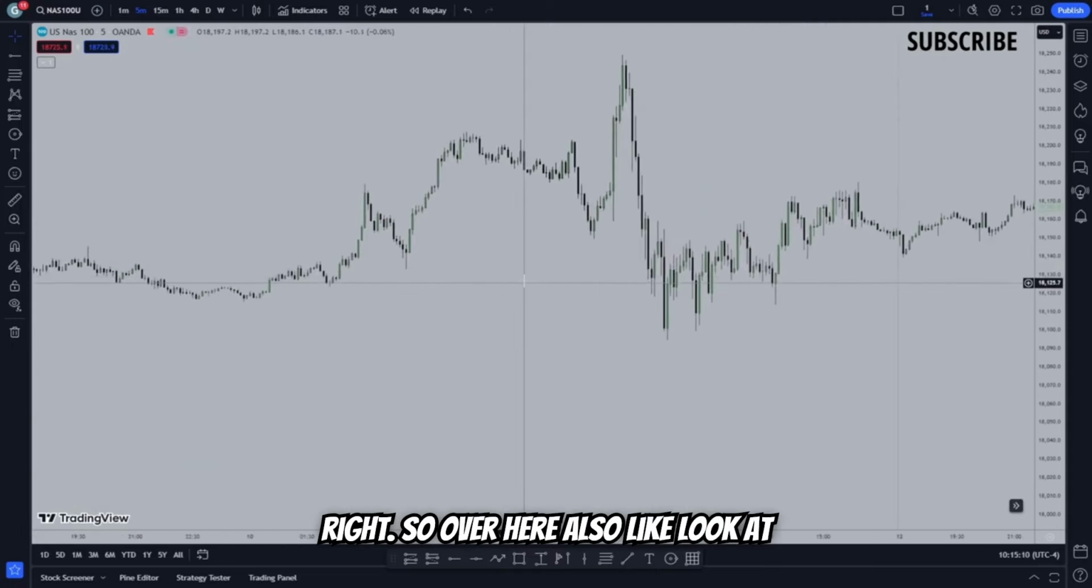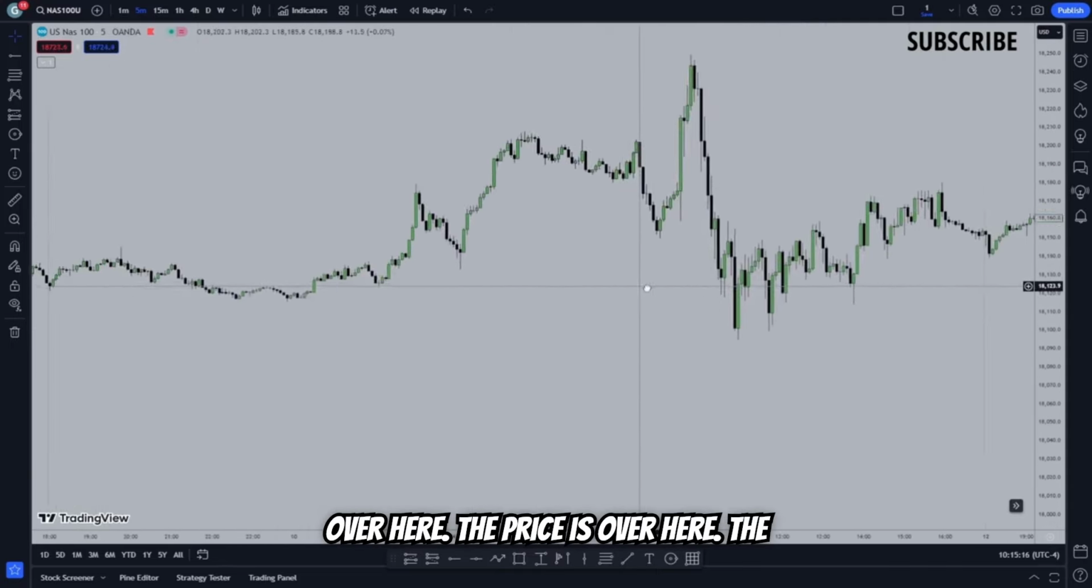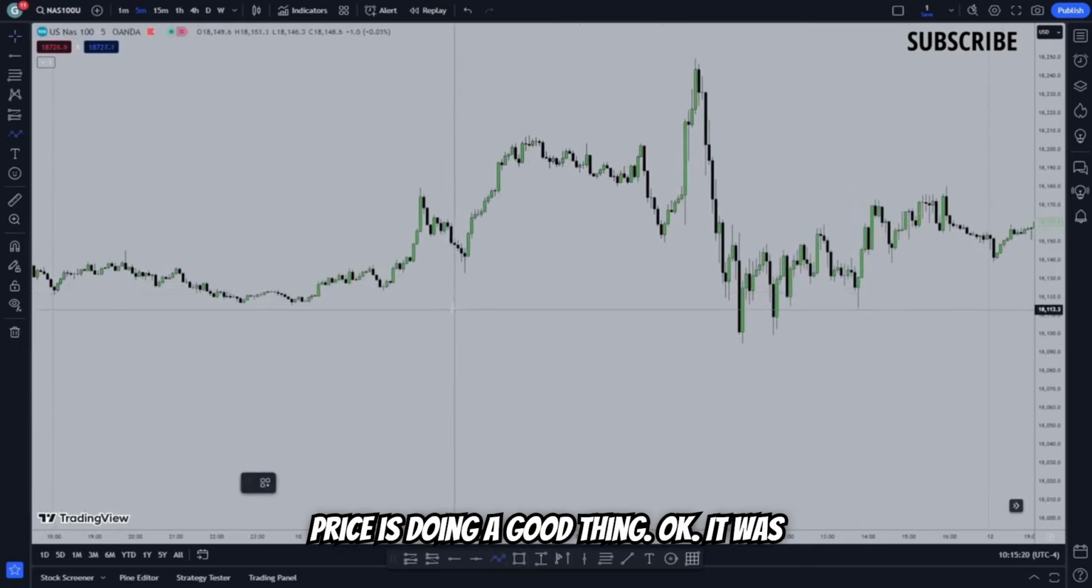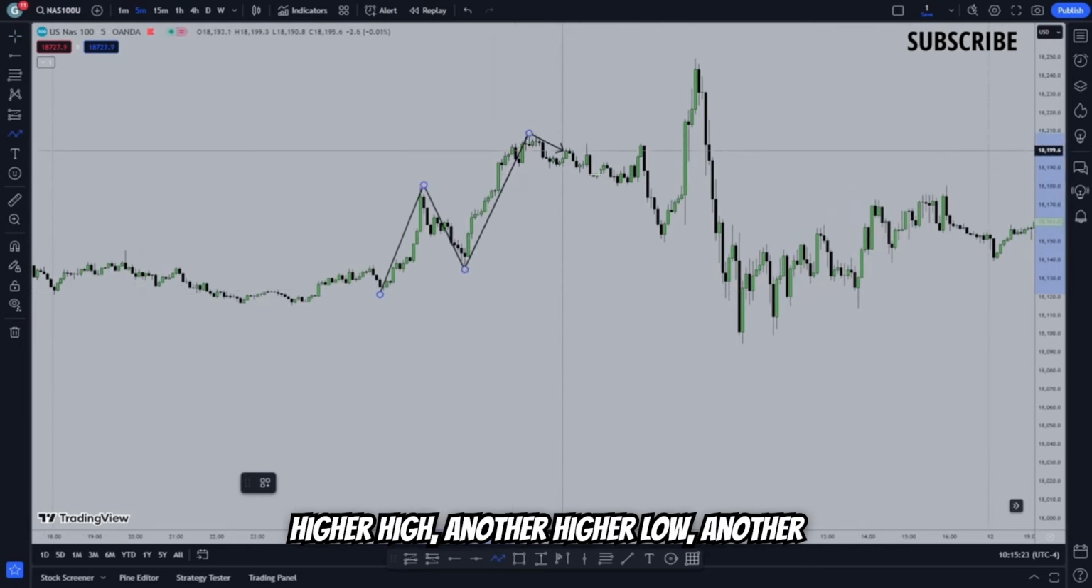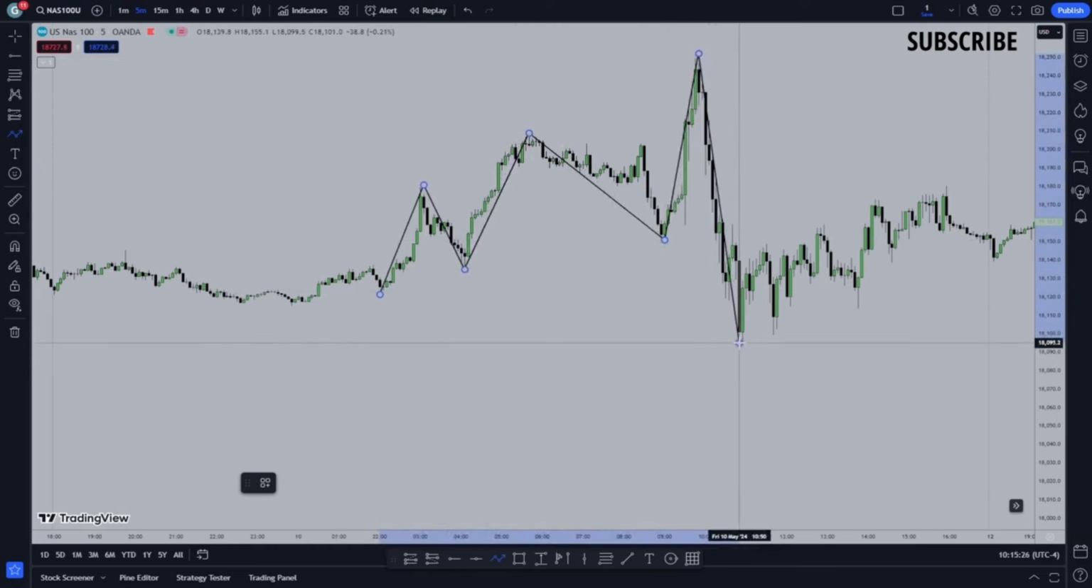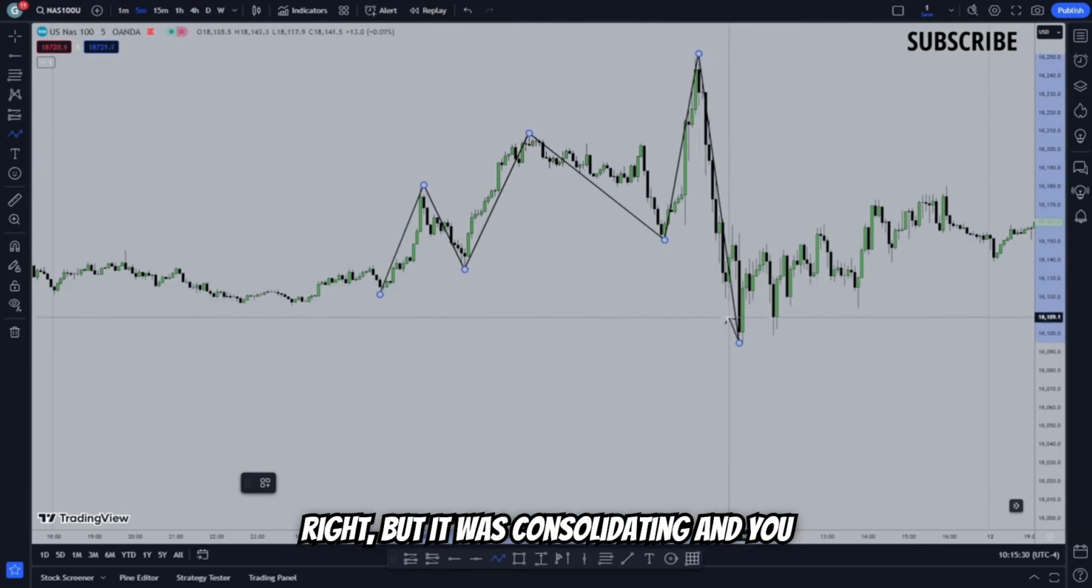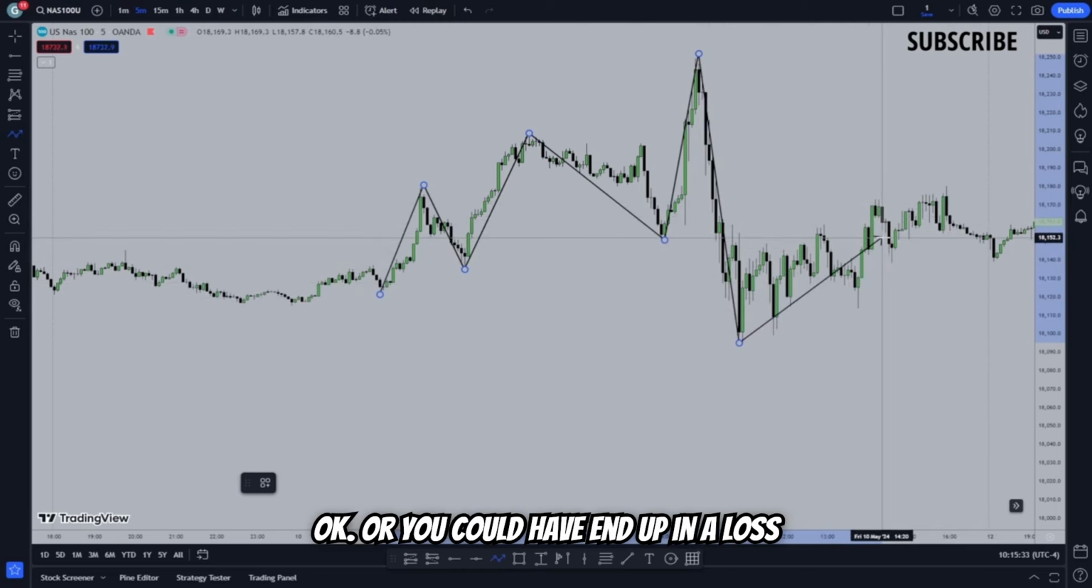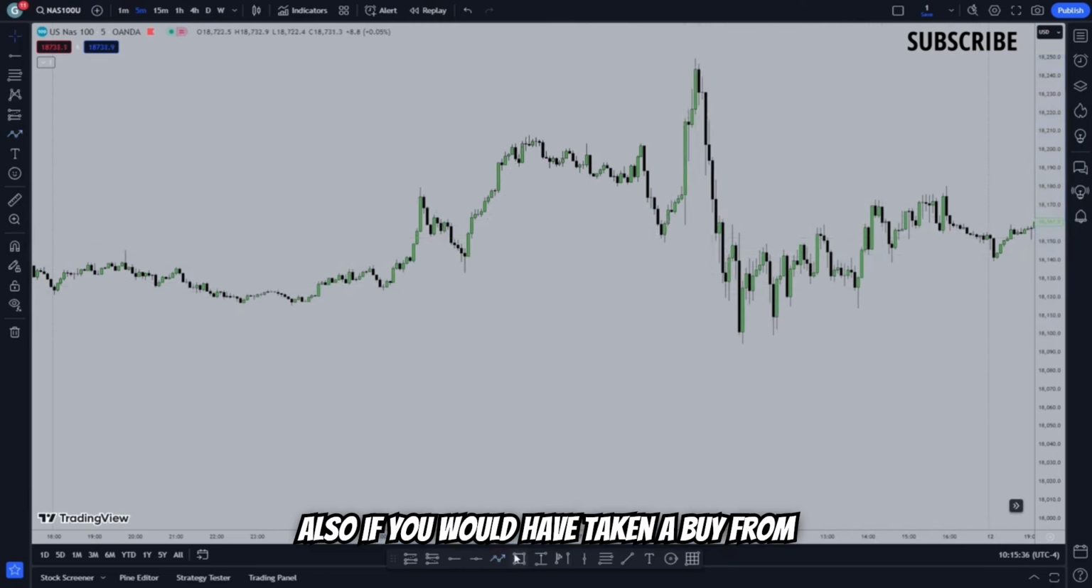All right, over here also, look, the price is doing a good thing. It was creating a higher high, higher low, higher high, another higher low, another higher high, and all of a sudden a lower low. You could have taken a buy over here, but it was consolidating and you would have ended up in a break-even trade. Or you could have ended up in a loss also if you would have taken a buy from here.